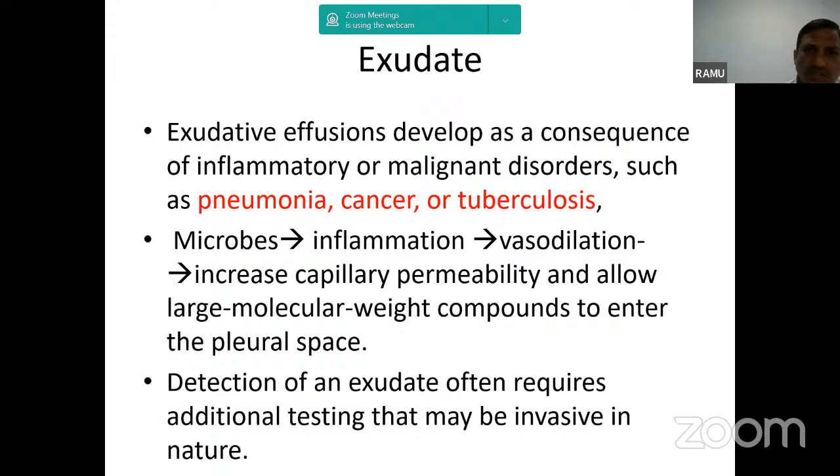Coming to exudate, effusion develops as a consequence of inflammation or malignant disorders, such as pneumonia, cancers, or tuberculosis. Basically, when microorganisms interact with foreign bodies, inflammation starts. These inflammatory mediators lead to vasodilatation and increased permeability, and allow larger molecular weight compounds to enter the pleural space. Detection of an exudate often requires additional tests, which may be invasive or non-invasive.